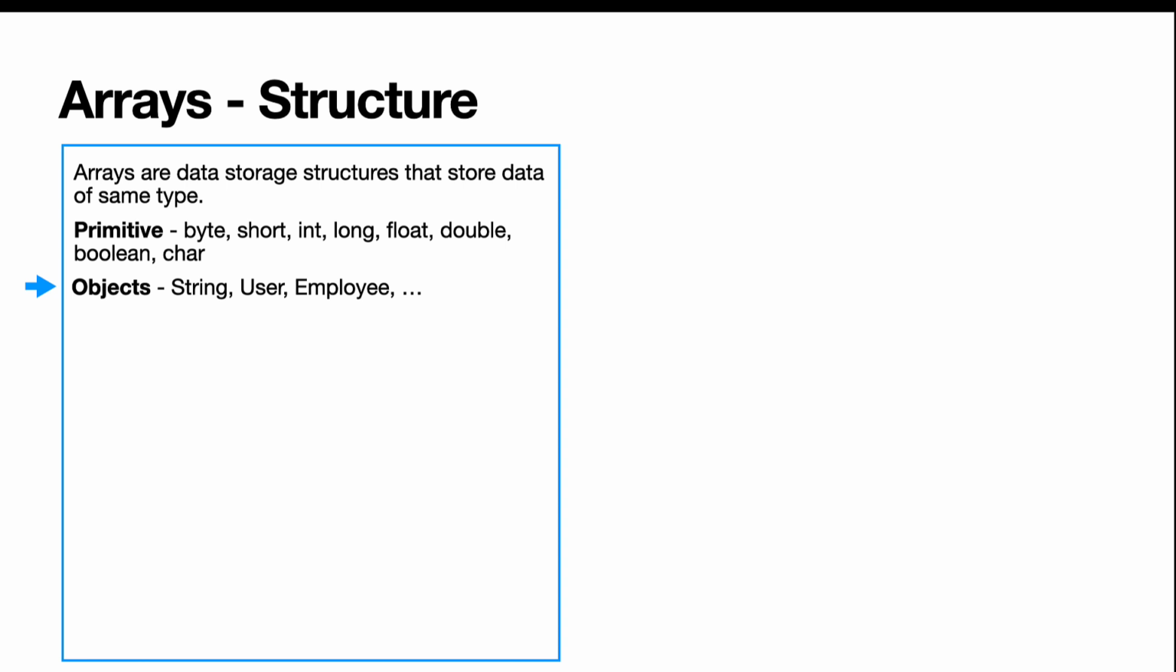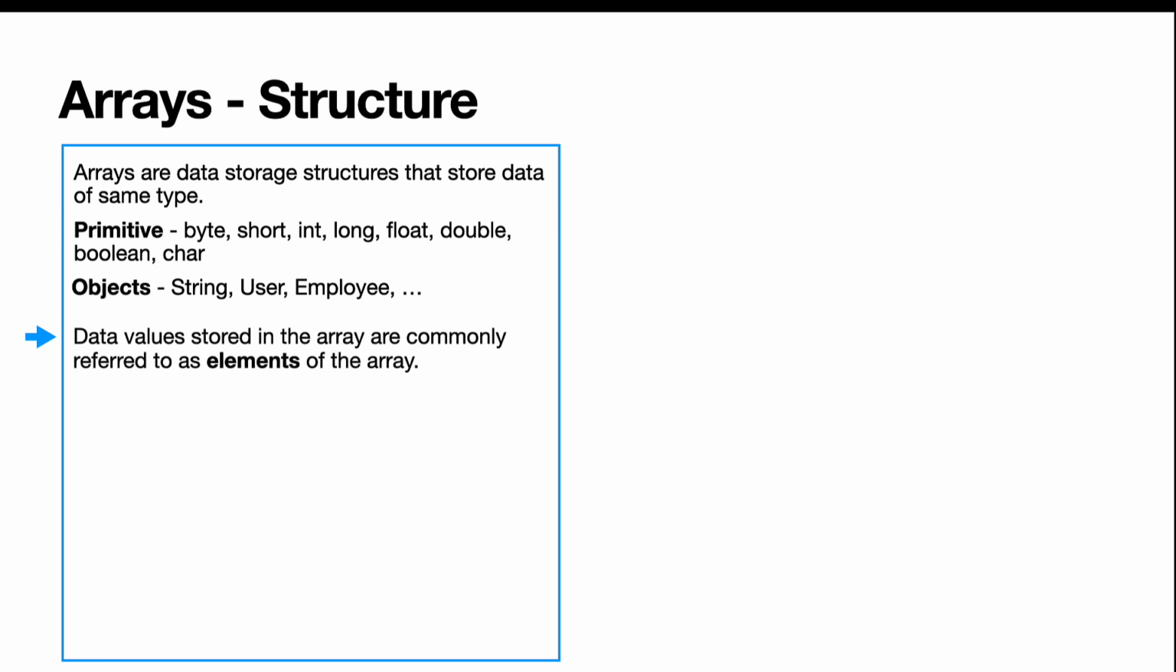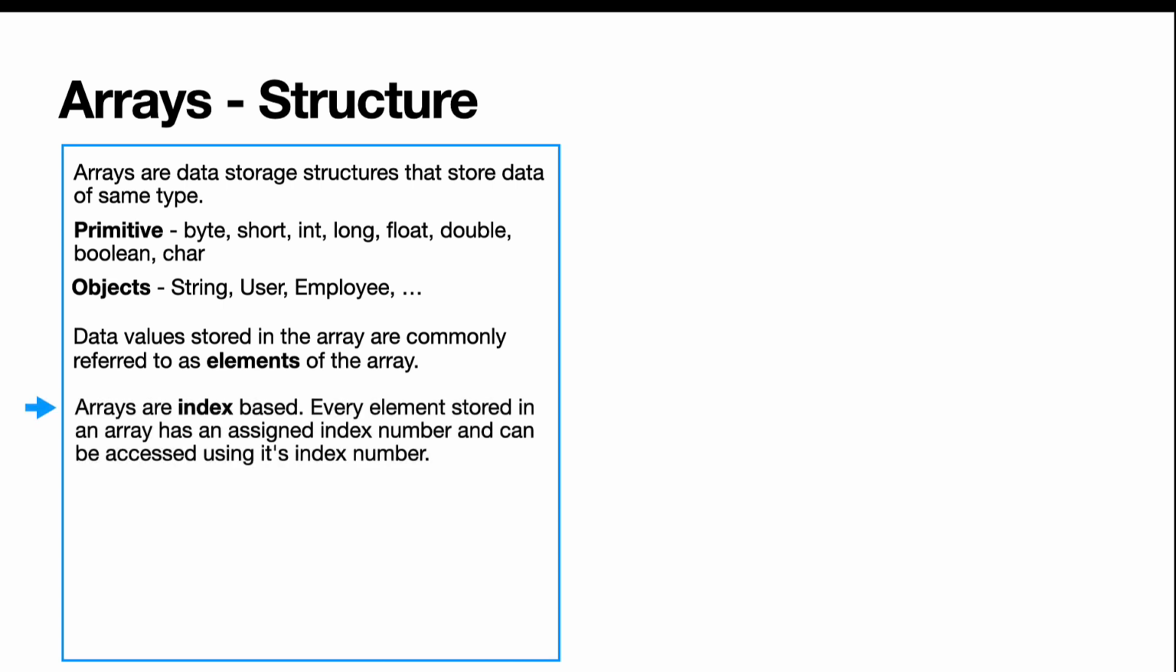These can be objects provided by the Java library, such as strings, or can be user-defined types, such as person, employee, etc. The data values stored in the array are commonly referred to as elements of the array. Arrays are index-based. Every element stored in an array has an assigned index number, and each element can be accessed by using its index number.